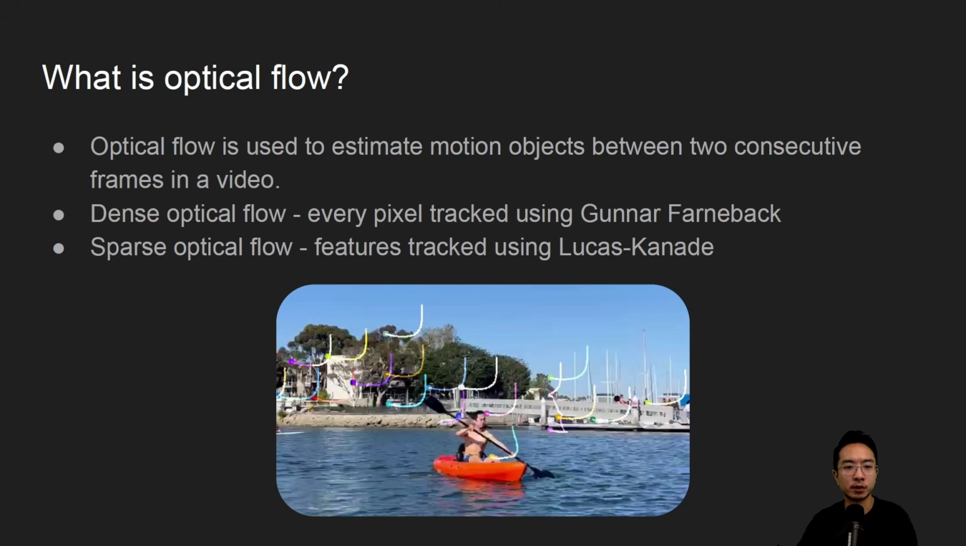So what is optical flow? Optical flow is used to estimate the motion of objects between two consecutive frames. And we have what's called a dense optical flow, which will look at every pixel inside the image. So that's using this method called Farneback. And then we have a sparse optical flow, which will use only the features, which we'll see in Lucas-Kanade.